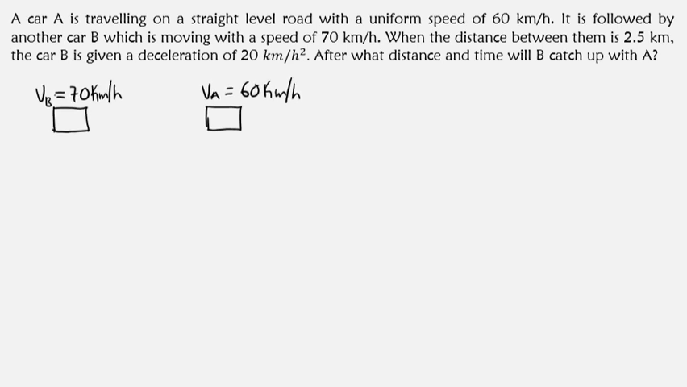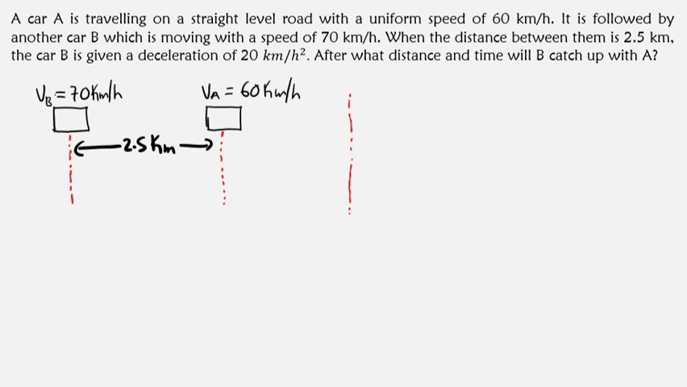So the distance between B and the one here, we can say the distance between them is 2.5 kilometers. Now we know that car B has a certain acceleration, which is 20.